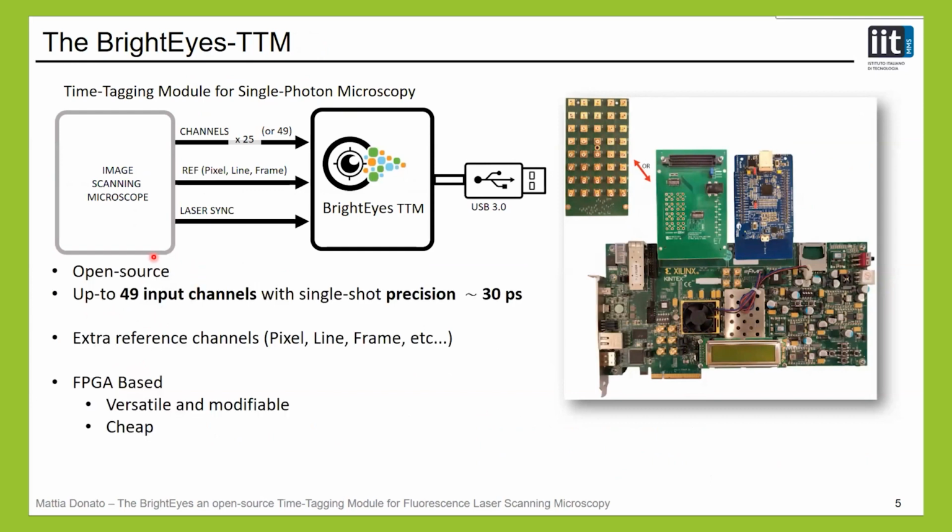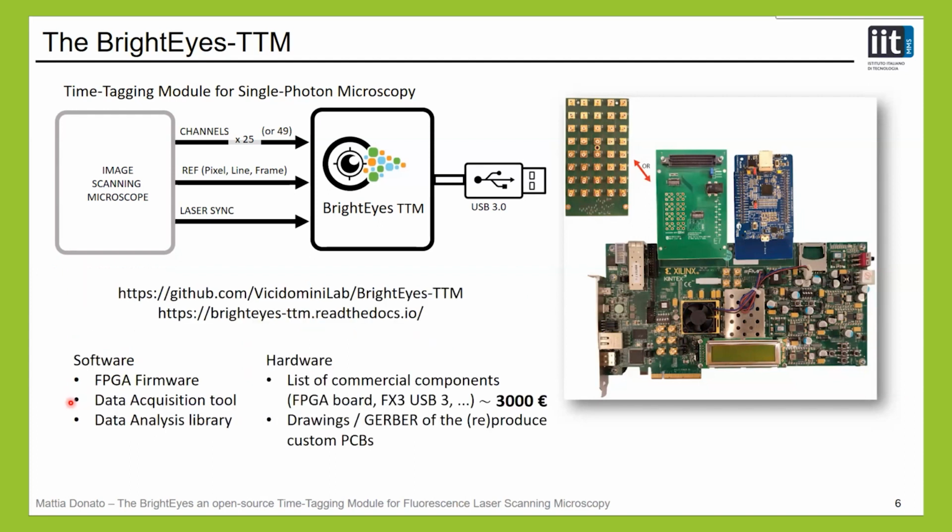BrightEyes-TTM is open source and supports up to 49 channels with a single shot precision of 30 picoseconds. To connect to your microscope, it has some extra reference channels like pixel, line and frame, to synchronize to the microscope. It is based on FPGA and is versatile, modifiable, and also pretty cheap in comparison to other solutions. On our website, you can find all the software and hardware that you need.